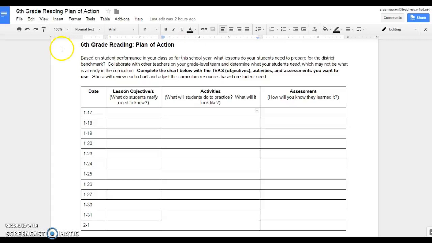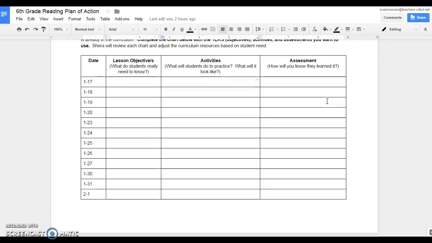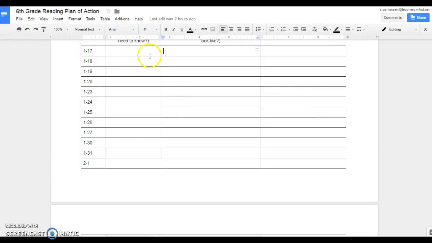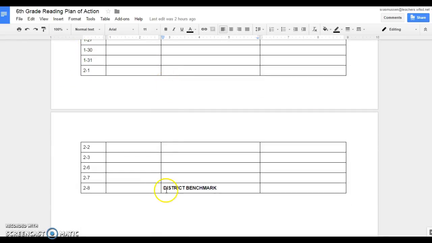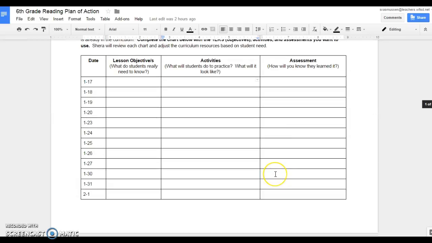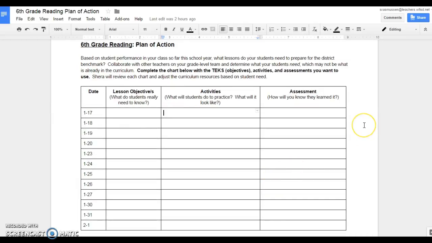So here's what I want you to think about. Based on student performance in your class so far this school year, what lessons do your students need to prepare for the district benchmark? As you can see, this calendar goes all the way from tomorrow, the 17th, through the 8th, which is our district benchmark. That's the time frame I want us to look at. Obviously, we need to plan for the whole semester, and you can go beyond the benchmark date, but I really want us to focus for the next couple of weeks on what we really need. That could be different for each teacher.